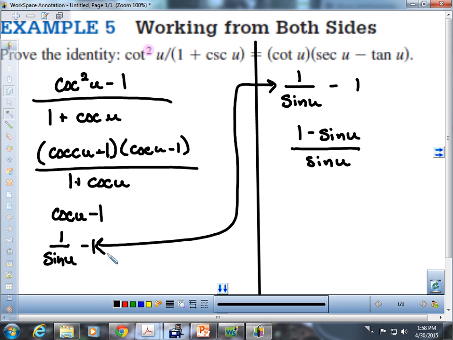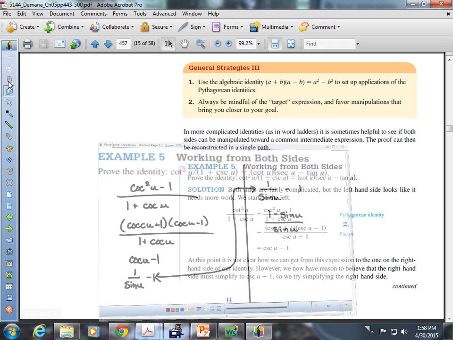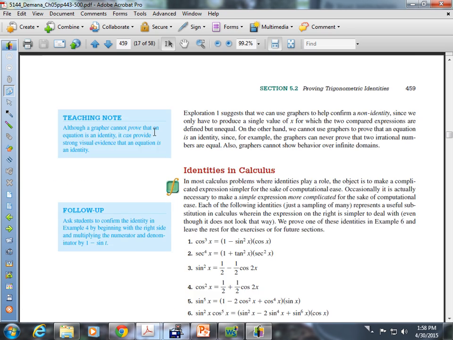Okay, what are a couple ones that we've got from homework that we've got questions on? 24?